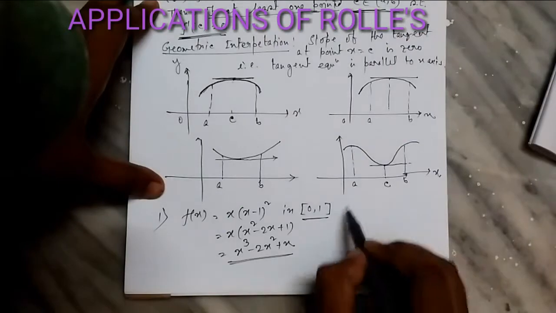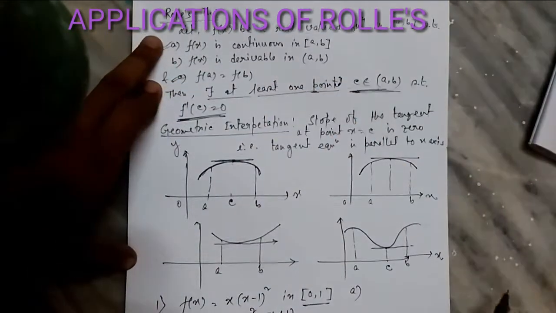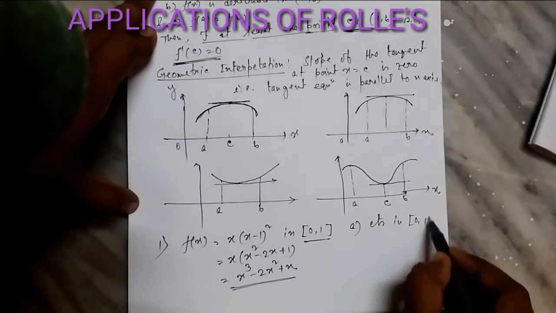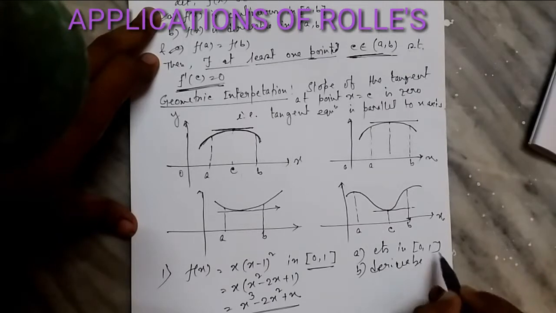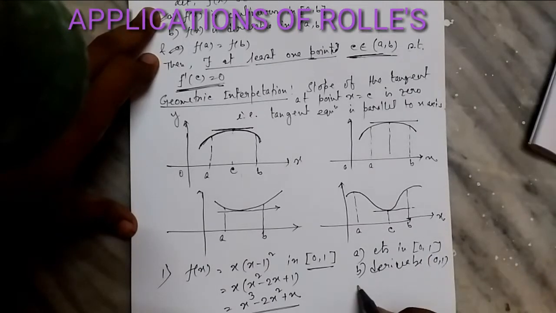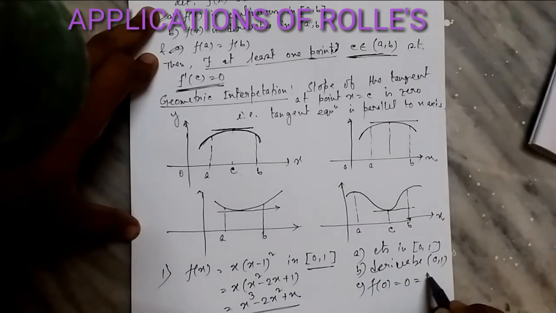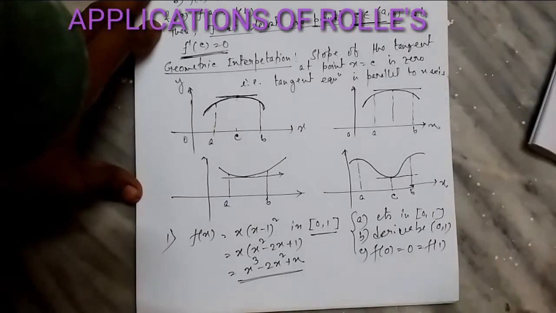So for this function, by Rolle's theorem, the first condition is f of x is continuous, so this function is continuous. Again, this is also a polynomial, which means it is derivable in the open interval 0 to 1. And thirdly, the functional value at 0 is 0, and if we put x equal to 1, then the functional value f of 1 is also 0. So the three conditions are satisfied.